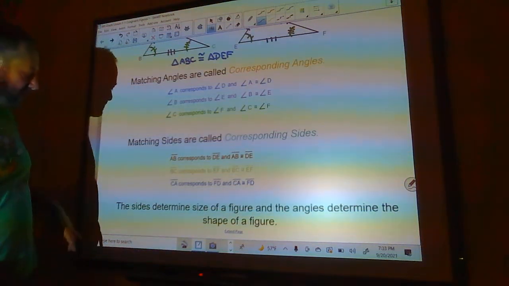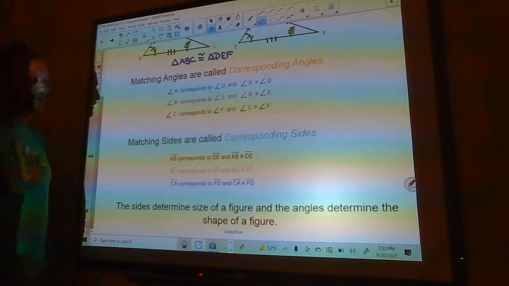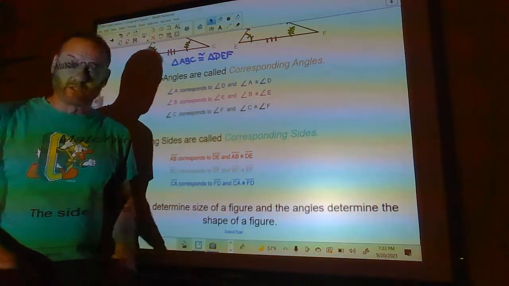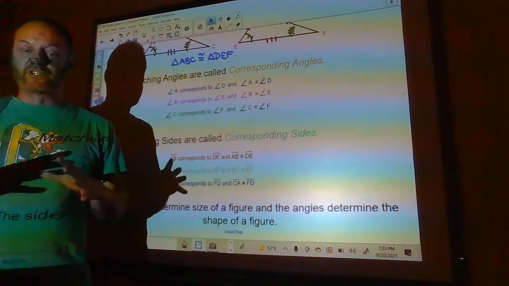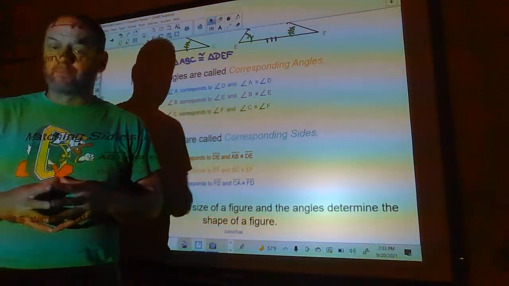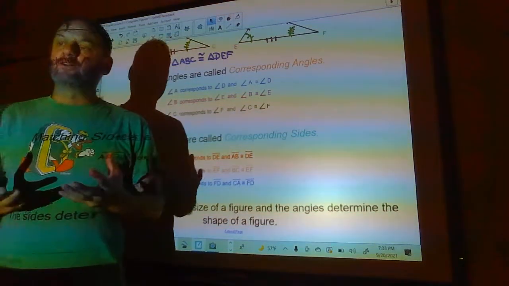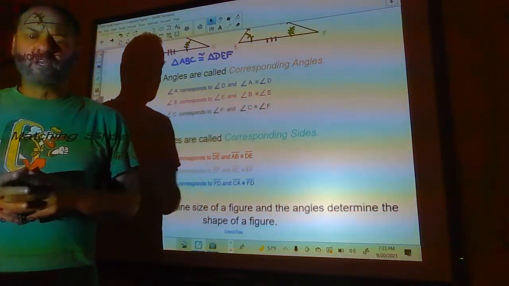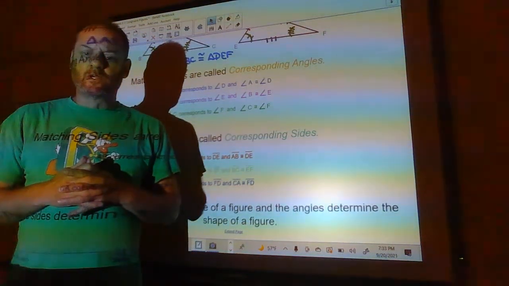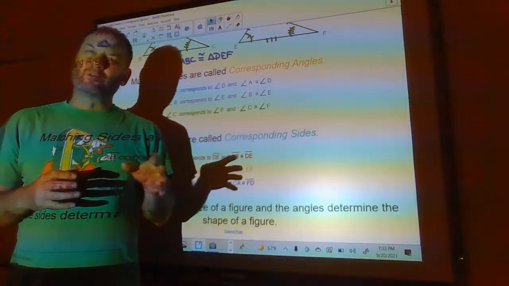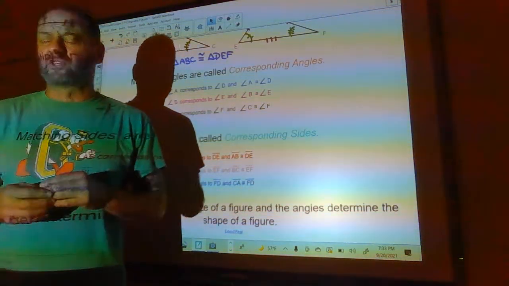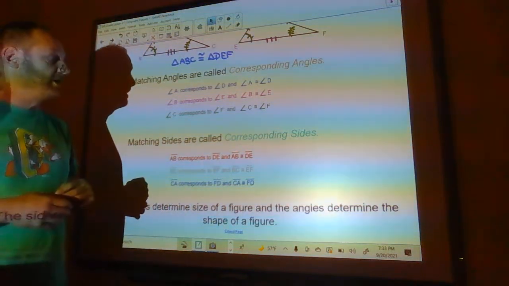Okay, the sides determine the size of the figure, and the angles determine the shape of a figure. So keep that in mind for other things, okay? The sides determine the size, and the angles determine the shape. So if all the angles are equal, we say that they're similar. If all the sides are equal, now that's a little different. Sometimes those are congruent, and sometimes they're not. It depends on the shape. But with a triangle, they would always be congruent.